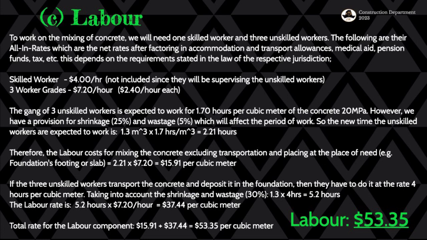We then add those two values to get both the mixing, transportation, and the placing into the foundation, which gives us the labor cost at $53.35 per cubic meter, per achieved cubic meter. We are not making 1 cubic meter, we are making 1.3 cubic meters, but after shrinkage and wastage, we're going to achieve the 1 cubic meter, which then costs us $53.35. So now let's move on to profit and overheads. I hope we have understood this section. It's a very important section to understand.